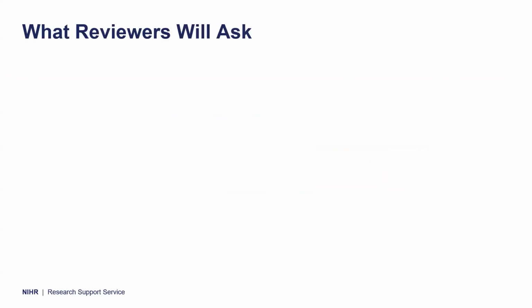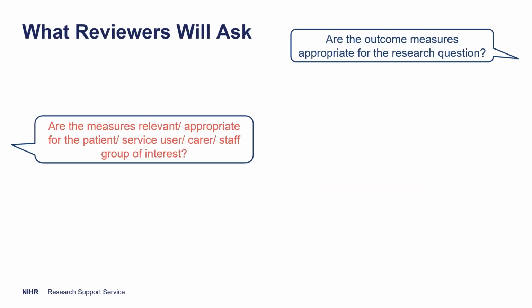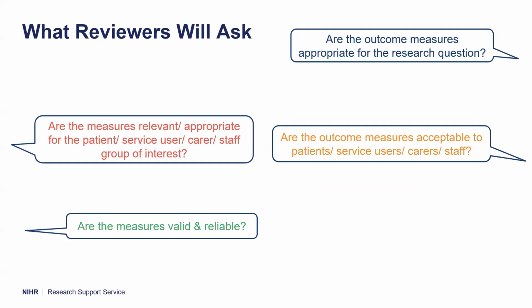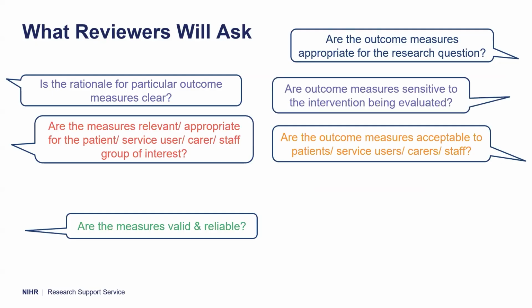In terms of outcome measures, what reviewers will ask, are the outcome measures appropriate for the research question? Are they relevant for the patient, service user, carer, staff group of interest? Are the outcome measures acceptable to patients, service users, carers and staff, whoever you're asking of? Are the measures valid and reliable? Is the rationale for particular outcome measures clear? Are outcome measures sensitive to the intervention being evaluated?